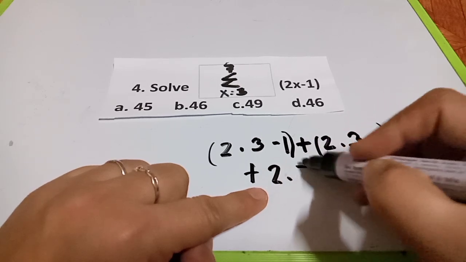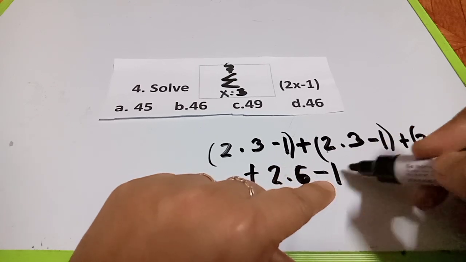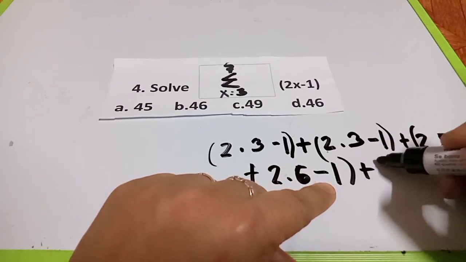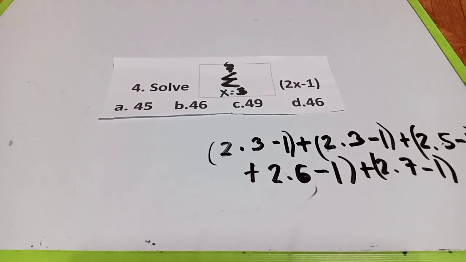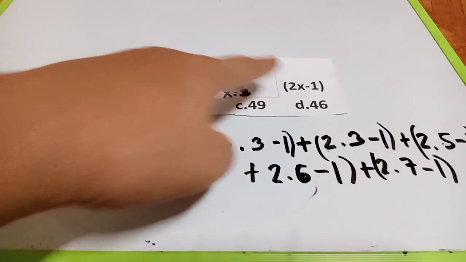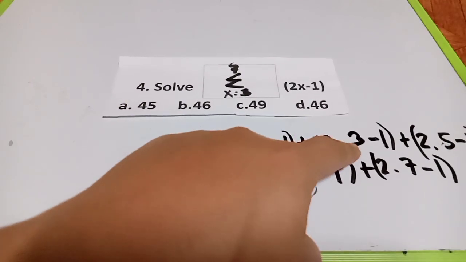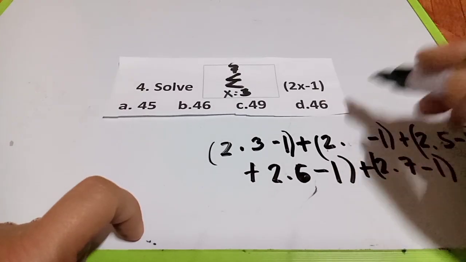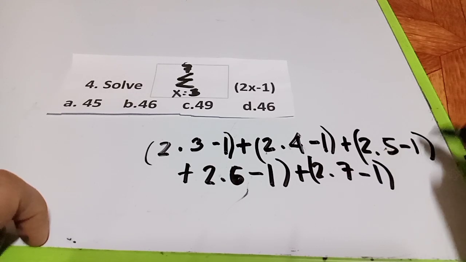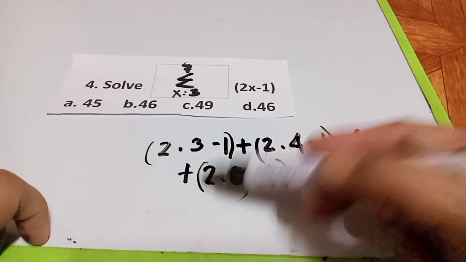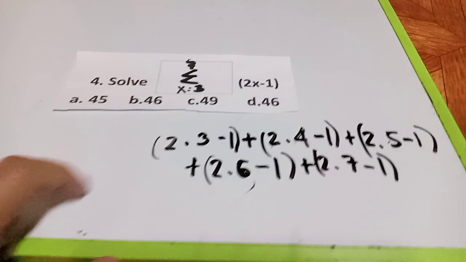Plus 2 times 5 minus 1, and then plus 2 times 7 minus 1. Take note, guys, if this is our parenthesis, we will start from the 3. So 2 times 3 minus 1, plus 2 times 4 minus 1, plus 2 times 5 minus 1, plus 2 times 6 minus 1, plus 2 times 7 minus 1. So that will be the sequence.